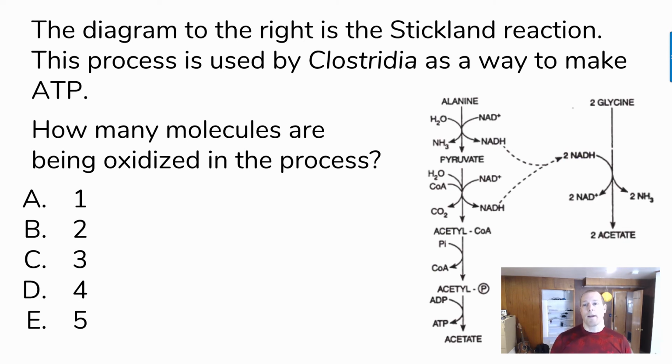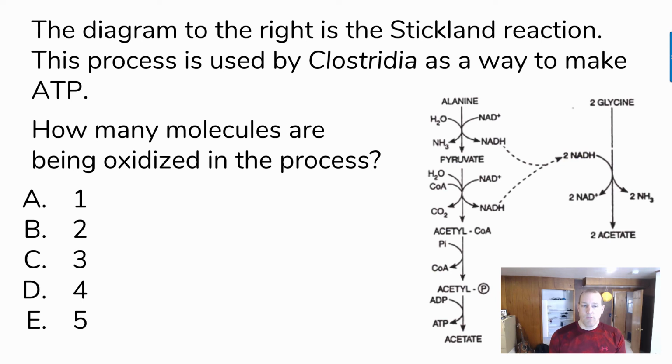The diagram to the right is the Stickland reaction. This process is used by Clostridia as a way to make ATP. So what are Clostridia to start with? You don't have to know this, but it's just kind of nice to know. Clostridia is a genus of bacterium which includes Clostridium botulinum, for example, that causes botulism, which can result in forms of paralysis. And you've probably heard about Botox. Botox is a toxin which is obtained from Clostridium botulinum. And so these bacteria tend to live in anaerobic environments, in kind of like cans of hot dogs, for example, which have got rich sources of amino acids.